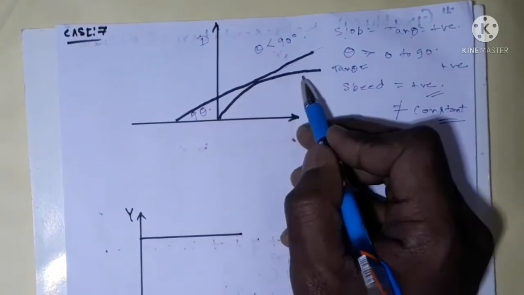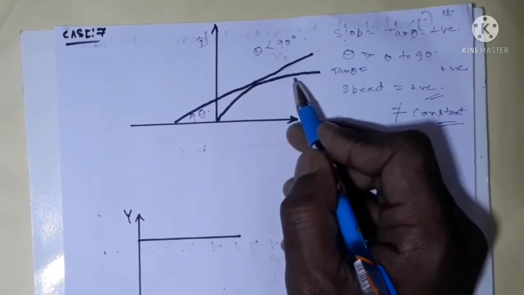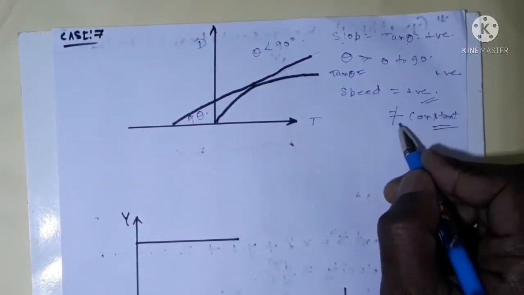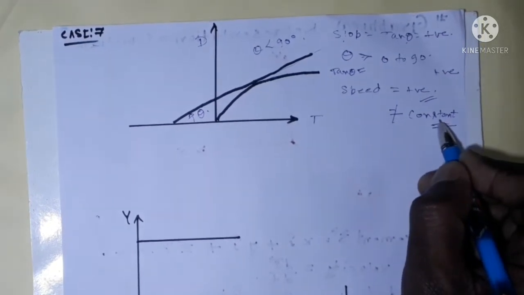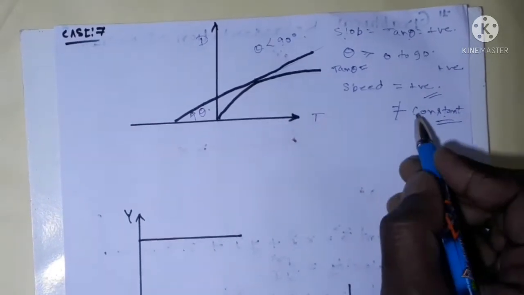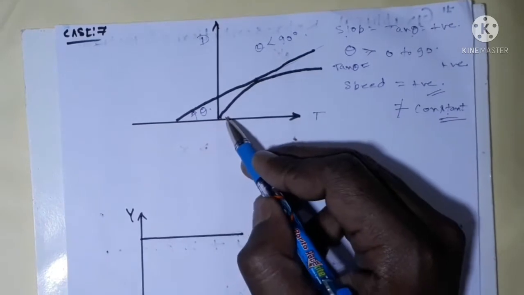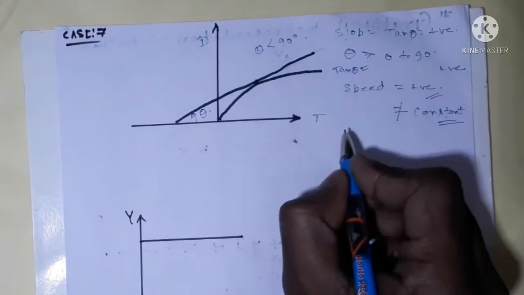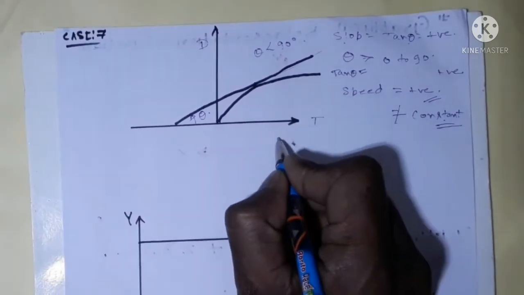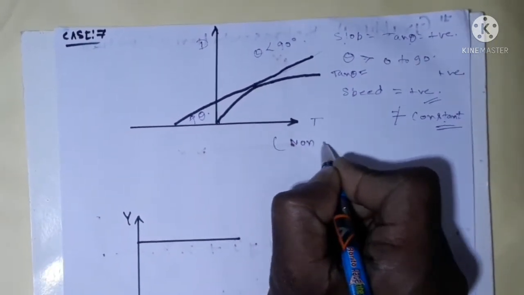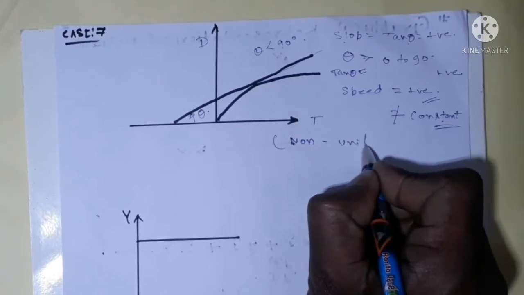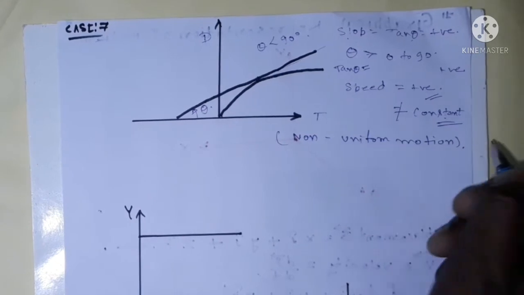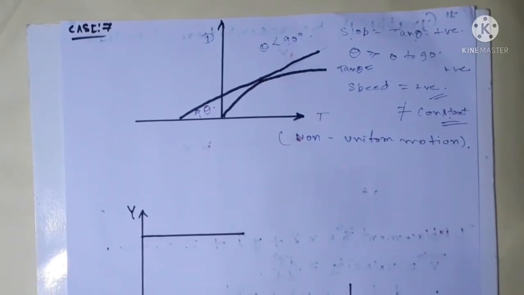This is not a straight line. It is non-linear in nature, not a straight line, so the speed is not constant. Why not constant? Because this is non-linear. So this graph is a non-uniform motion graph. This type of graph is a non-uniform motion graph.